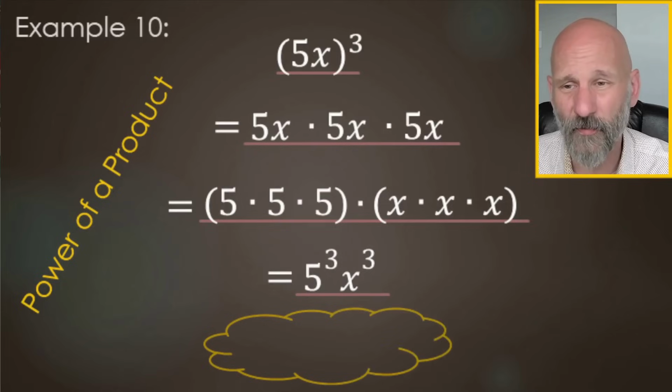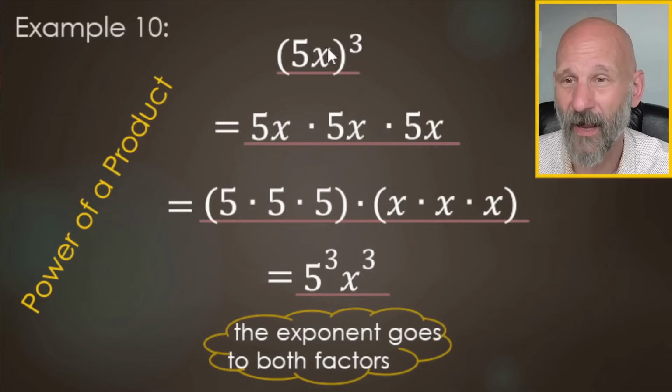So now notice on this one, what's happening is that this 3 is being applied to the 5 to the third power, and it's being applied to the x power. So this exponent goes to both of the factors. It goes to the 5 and it goes to the x. So 5 cubed, x cubed, or 5 to the third, x to the third.